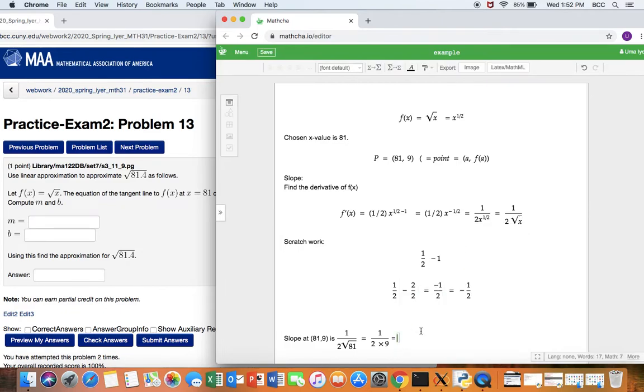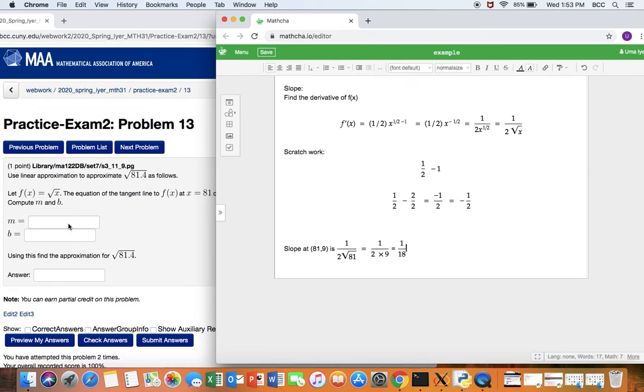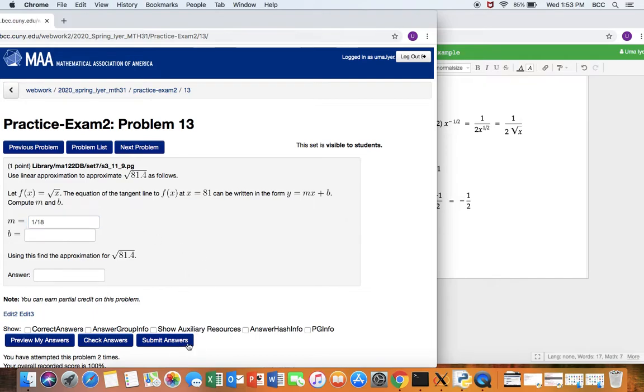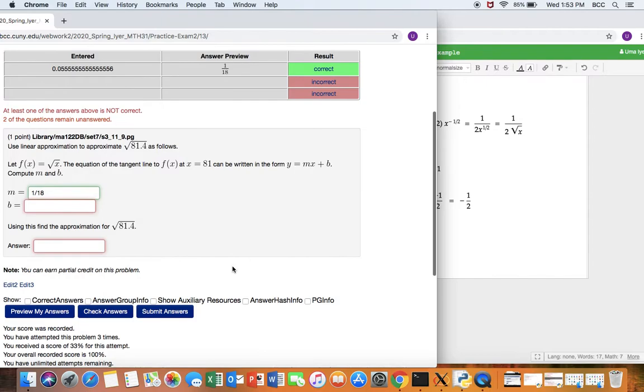Continuing in line, it's a fraction, 1 upstairs, 18 downstairs. So we got this far. So that gives me the slope. Slope is 1 over 18. Okay, let me check before I proceed. Okay, so that part is correct.